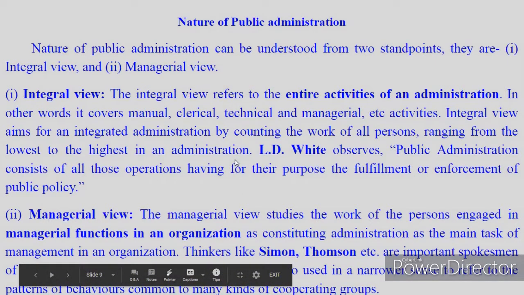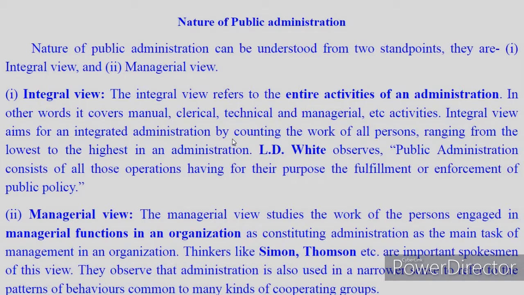Students, now we come to the main purpose. Regarding the nature of public administration, we have two standpoints: the integral view and the managerial view. The integral view refers to the entire activities of an administration. It covers manual, clerical, technical, and managerial activities. The integral view aims for an integrated administration by counting the work of all persons, ranging from the lowest to the highest in the administration.